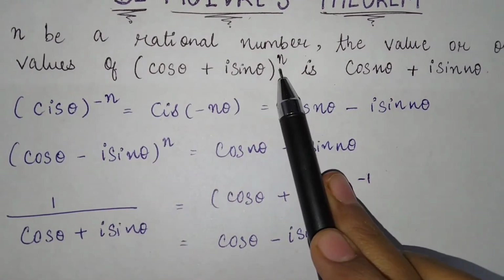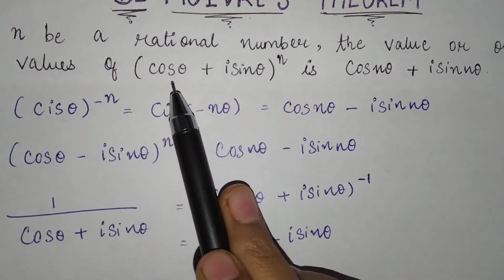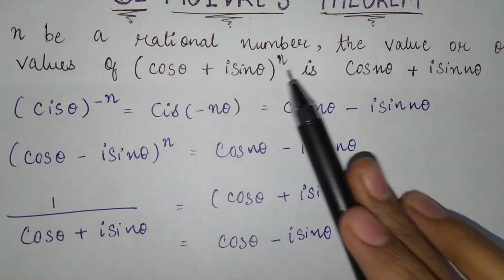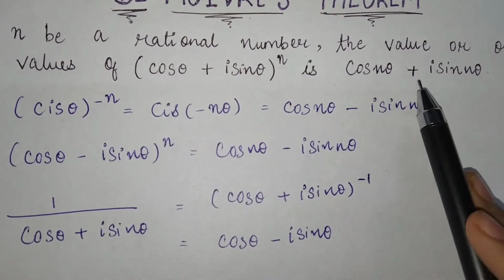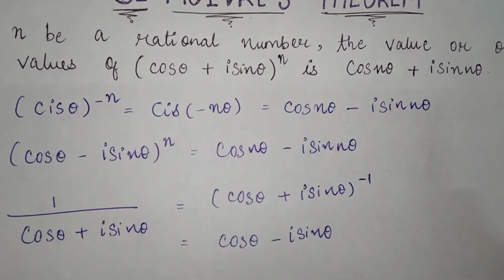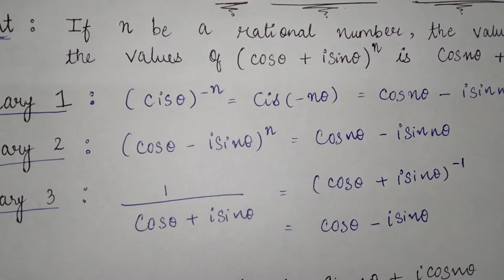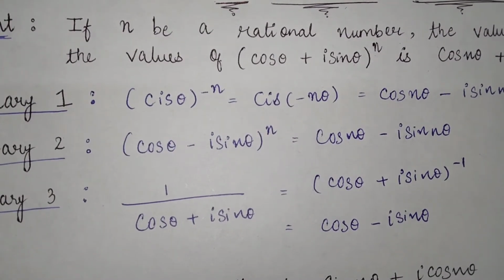If here it is 2, then we should get cos 2 theta plus i sin 2 theta. If it was 4, then we should get cos 4 theta plus i sin 4 theta according to De Moivre's theorem. Okay, and based on this there are three corollaries of De Moivre's theorem. So those corollaries you have to remember.